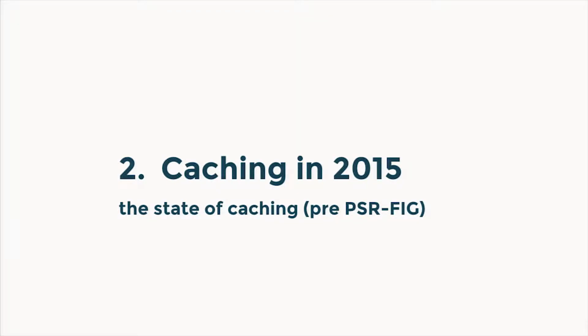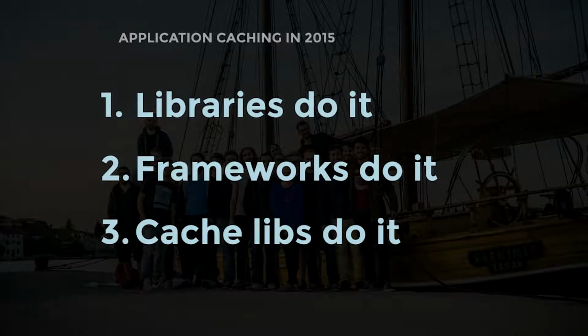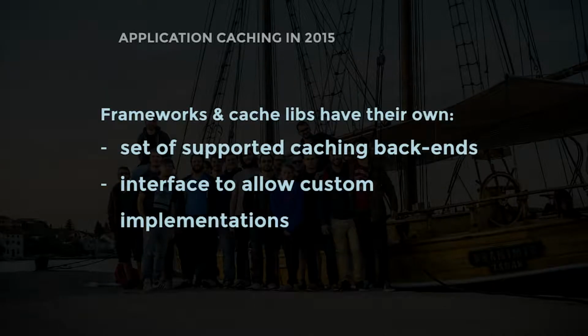Caching in 2015. This was before there were any standards. Everyone was doing their own thing. Libraries were caching. There's geocoding libraries, packages on packagist.org that do their own caching. There's frameworks that do caching, Symfony, Laravel, Zend, Cake, whatever. They all have caching. And then there's specific packages that do caching specifically. So everyone was basically doing their own thing. But a lot of people need caching, so there's a lot of opportunities to do caching.